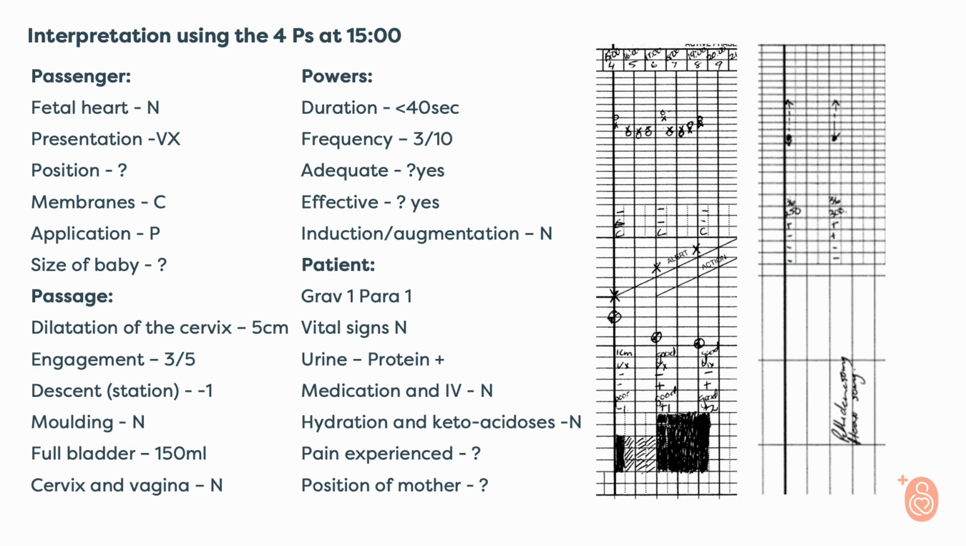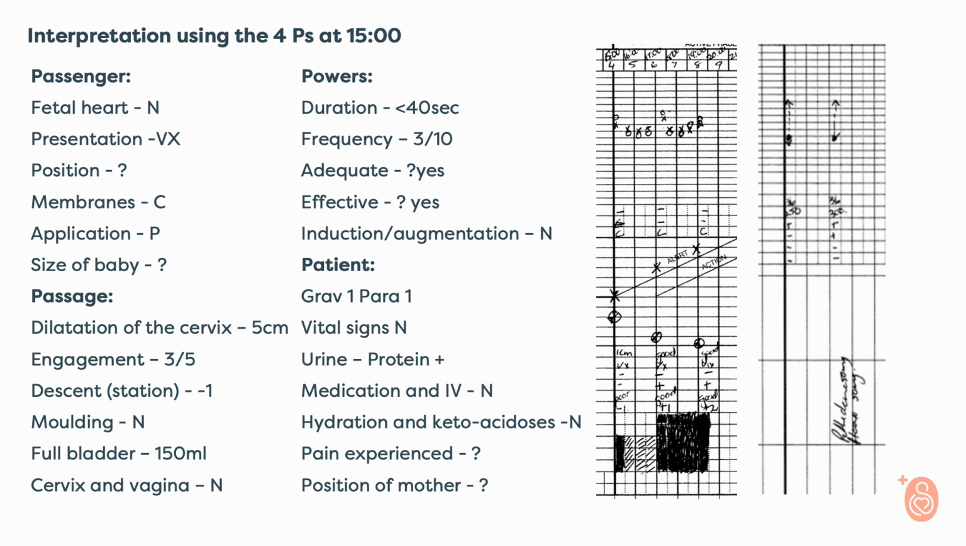Now the patient was in the latent phase of labor, and in the latent phase of labor we're supposed to do the observations 4 hourly. So 4 hours after 11 o'clock was 1500 hours, and we found that this patient was now 5 centimeters dilated.